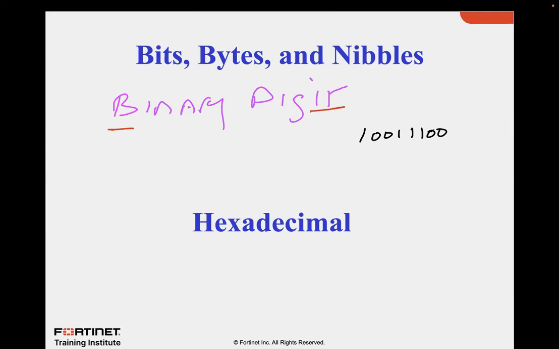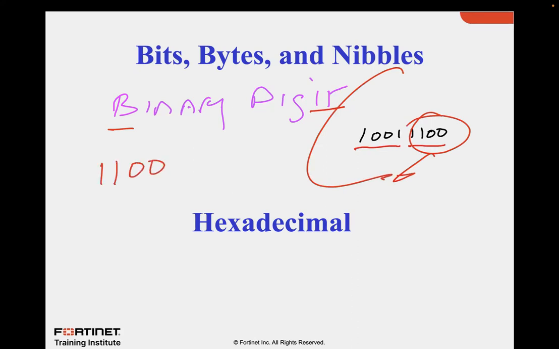It is frequently useful in networking and in programming to represent 4 bits by themselves. So we have a way of referring to, if this is a byte, this is a nibble. So you should know, and if you don't know, you should memorize the terms bits, bytes, and nibbles.